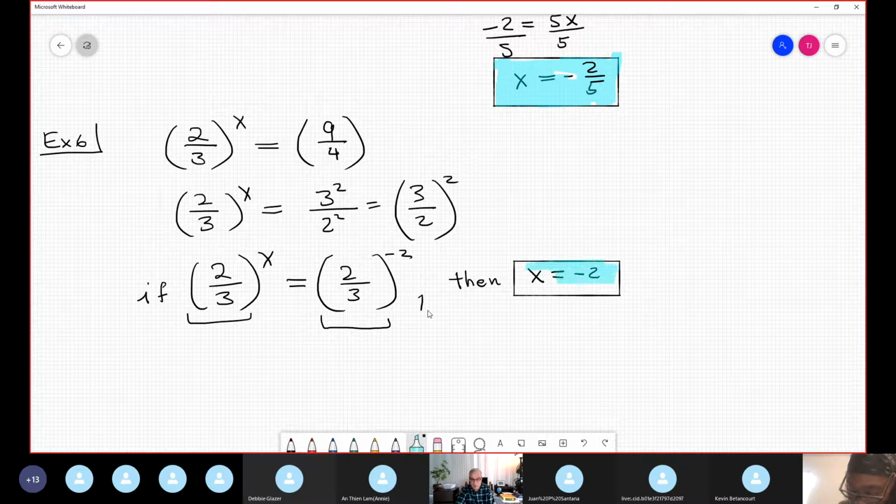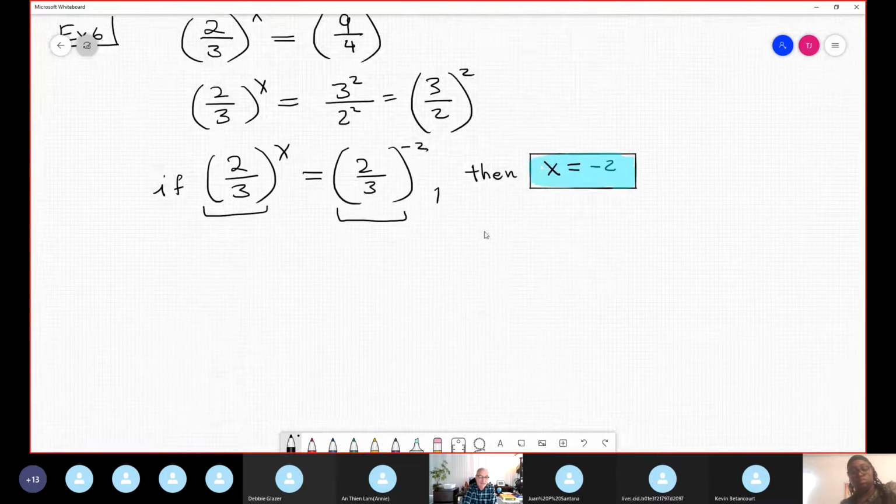It's negative 2, yes. Is it the only possibility? No. We have another possibility. She proposed flipping the right hand side, but you can flip the left hand side if you want. You get the same result. Fantastic. I like that.